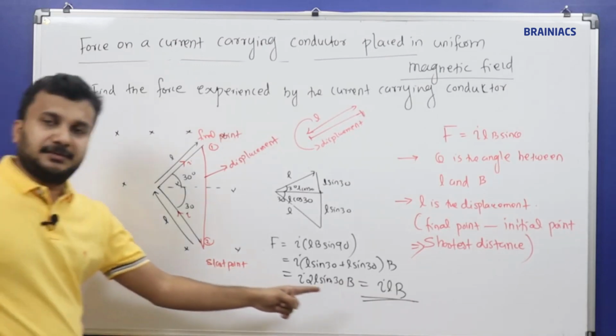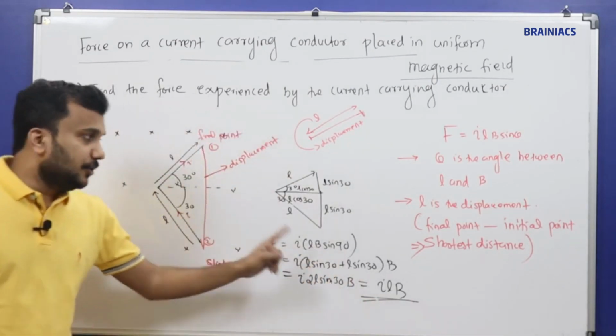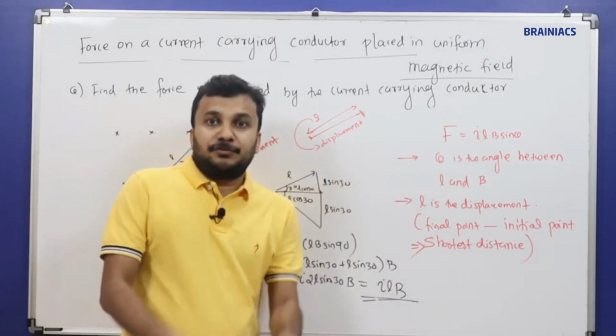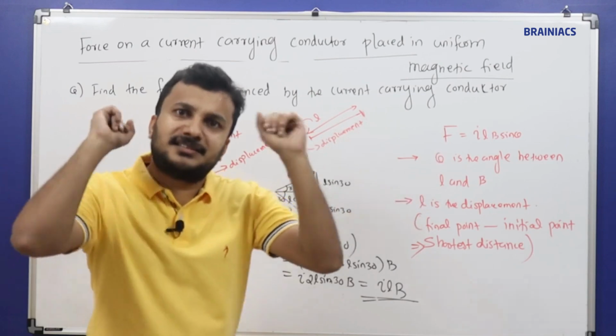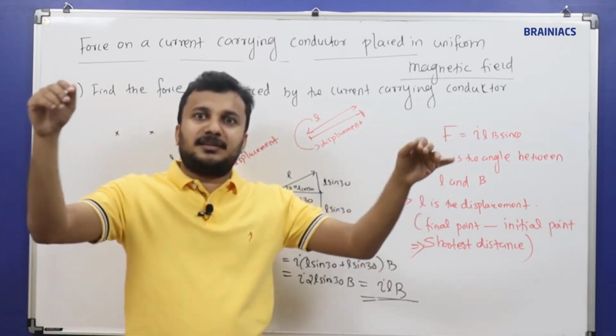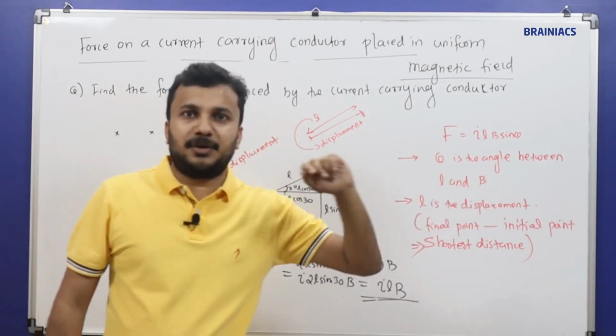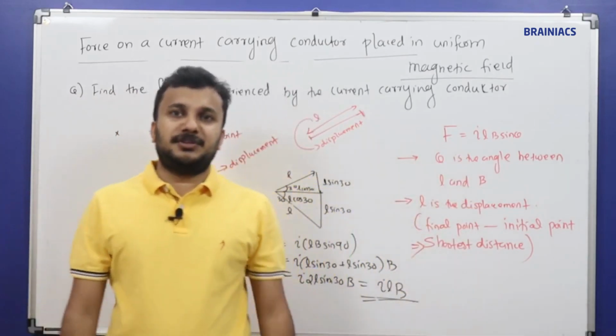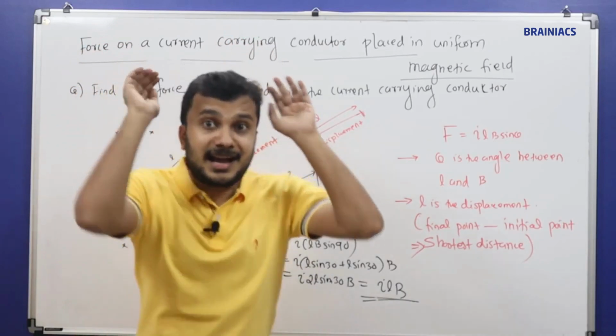You can use my displacement method. L is called the displacement here. For one conductor, displacement and distance are equal. But for two conductors, you take the final point minus the starting point, the shortest distance between these two points. That is the answer for this question.